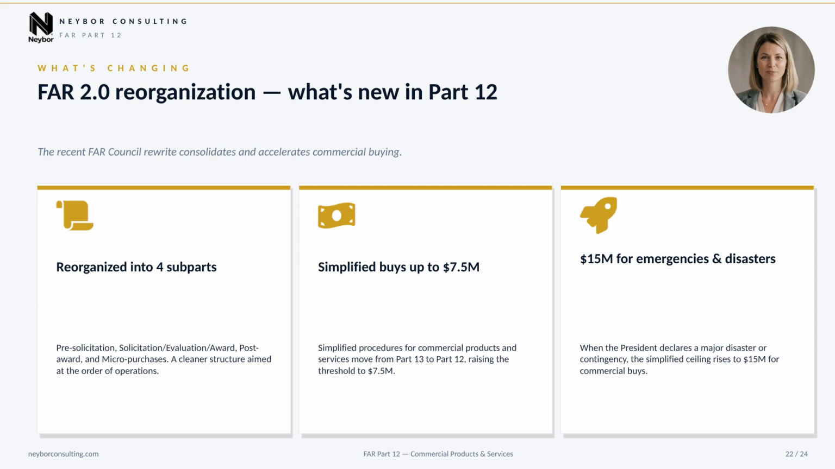Second, the simplified procedures for commercial products and services have been moved from Part 13 into Part 12, and the threshold has been raised to $7.5 million. That is a real expansion of the simplified lane. And third, when the president declares a major disaster or contingency operation, that simplified ceiling rises to $15 million for commercial buys. The takeaway: even more procurements will route through the streamlined commercial lane. If your business depends on government revenue and your offering is commercial, the regulatory wind is at your back.